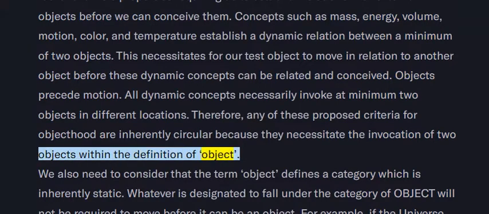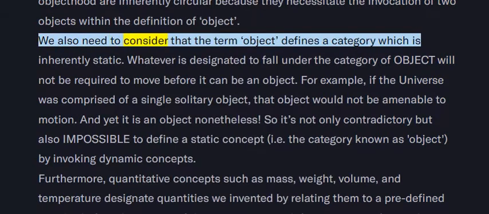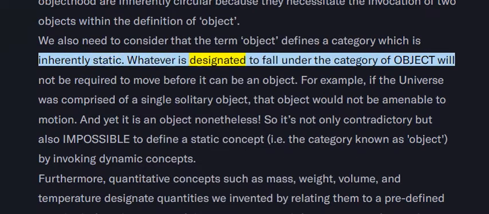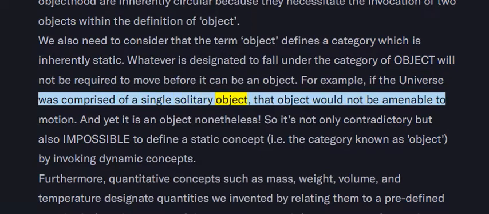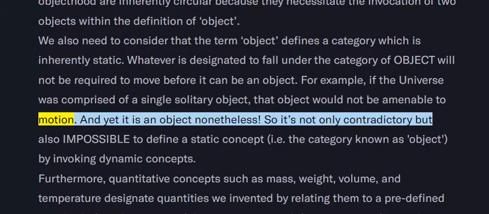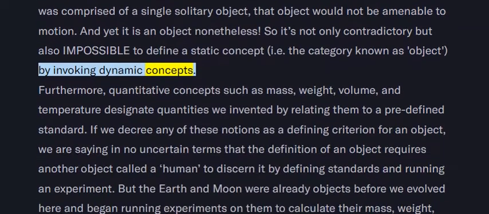We also need to consider that the term object defines a category which is inherently static. Whatever is designated to fall under the category of object will not be required to move before it can be an object. For example, if the universe was comprised of a single solitary object, that object would not be amenable to motion. And yet it is an object nonetheless. So it's not only contradictory but also impossible to define a static concept, i.e. the category known as object, by invoking dynamic concepts.